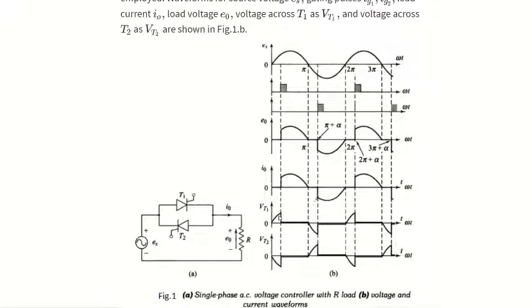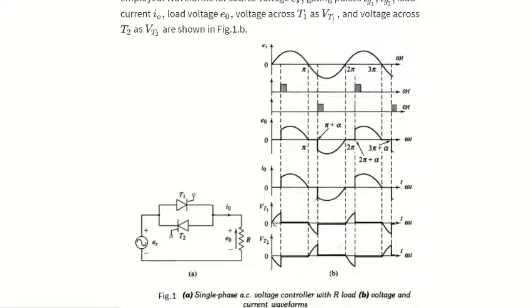Observe the voltage across T1 and T2. It is out of phase, right? Because T1 will be conducting in the positive half cycle and T2 will be conducting in the negative half cycle. So, since there is continuity, it is shown here.